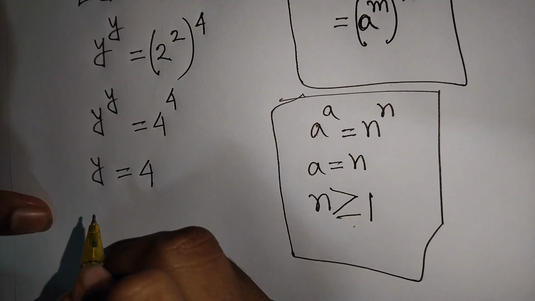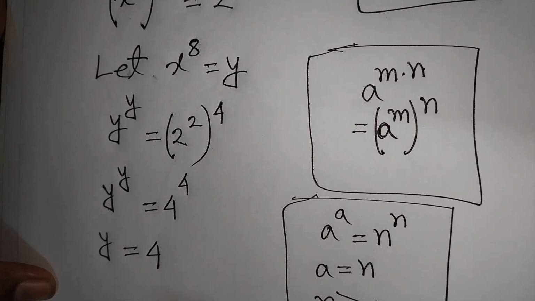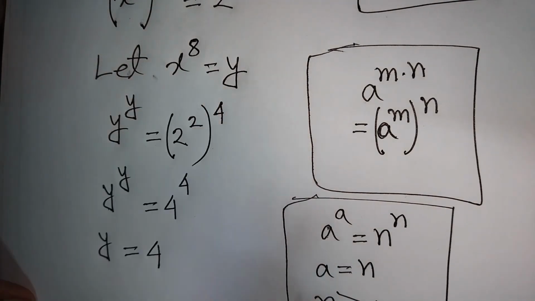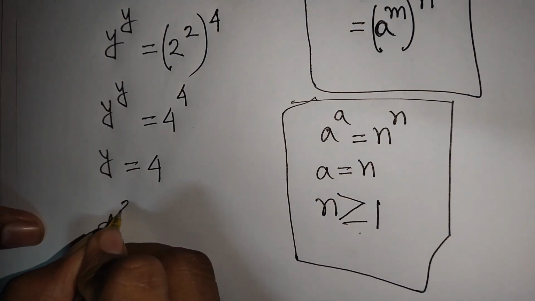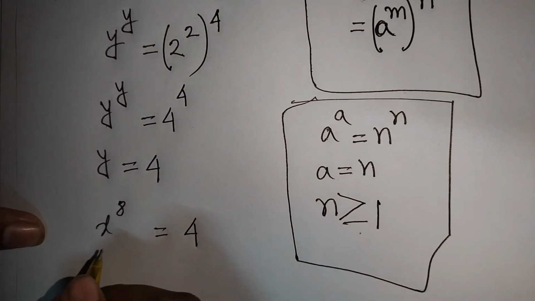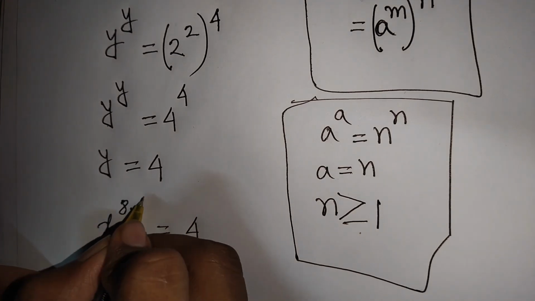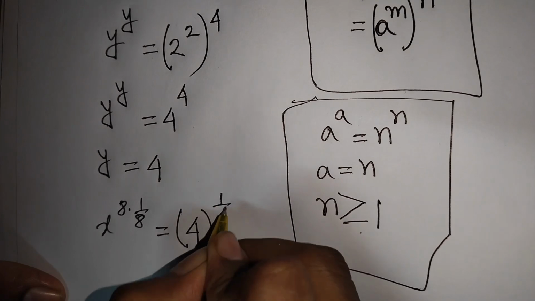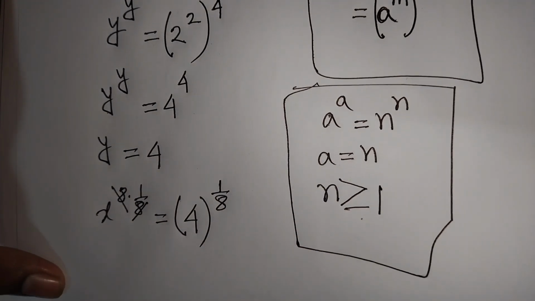Now remember that we let x power 8 be substituted by y. So y means it will be x power 8. So y means x power 8 is equal to 4. Now we need the value of x. So we multiply by power of 1 by 8 on both sides. So multiply by power of 1 by 8, multiply by power of 1 by 8. So this 8 will be cancelled.